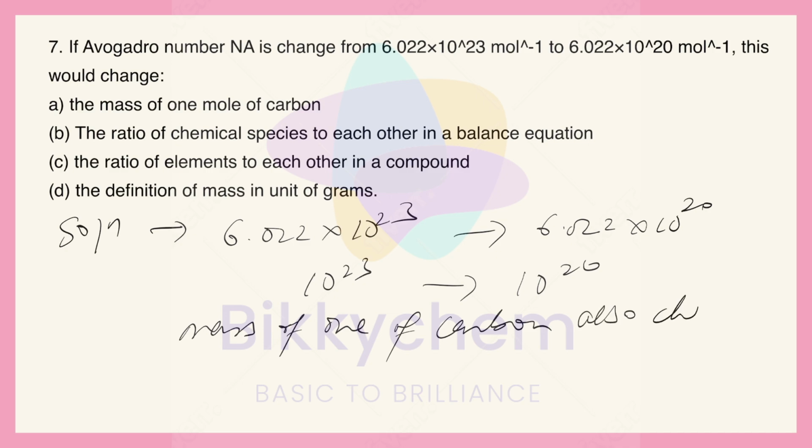Also changes. Other than that, the chemical equation and the balanced species in the balanced equation will remain the same, because whenever there is a change it will counteract to balance the reactant and the product, so it will remain the same. The ratio of the elements to each other in a compound will also remain the same, because when it is changing and balancing, it will remain the same. And the definition of the mass unit of gram is an independent term, so that's why it is not applied. So the option will be A.